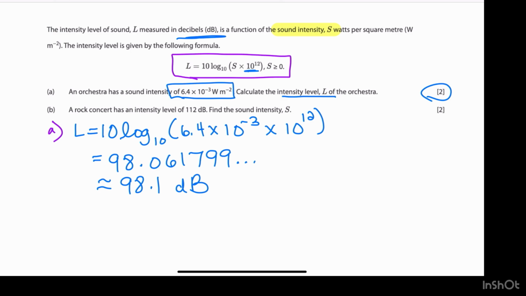Let's look at part B. A rock concert has an intensity level of 112 decibels. So in this case, they're giving us now the intensity level. It's 112, and our job is to find S. These are very easy questions. I am telling you, they look so hard, and yet all you are doing is substituting. And don't be afraid of ugly numbers. So in this case, they tell us that L is 112. So we write 112 is equal to 10 log base 10, and we want to find S.